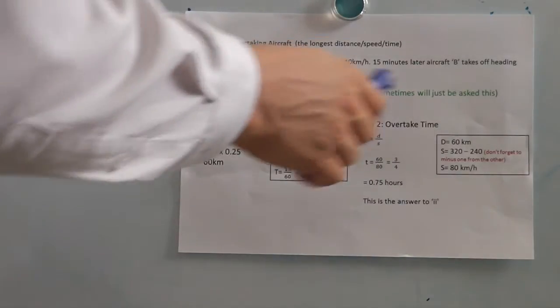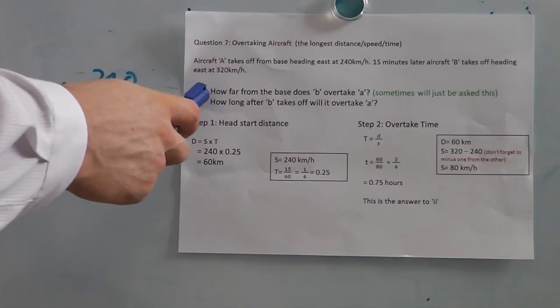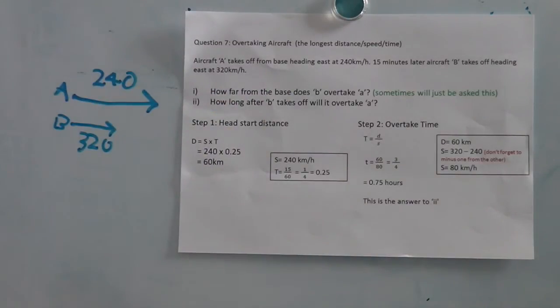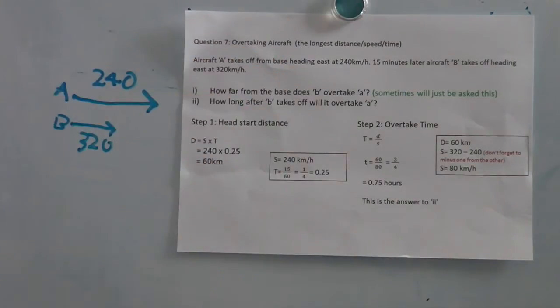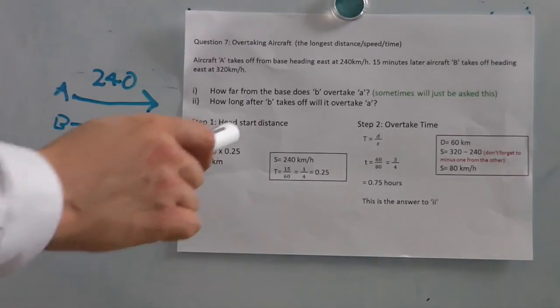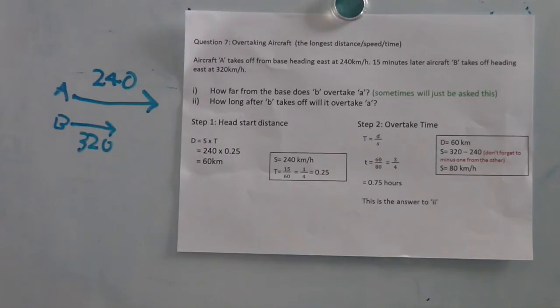Sometimes it's important to note that they might only ask the I component of the question, so the second part won't be asked, but you'll still need to go through each step in order to get the answer for I. So it doesn't matter how they ask the question, you'll still have to go through these three steps. So the first thing you need to calculate is the head start distance. How far away from the base was aircraft A by the time that aircraft B took off?